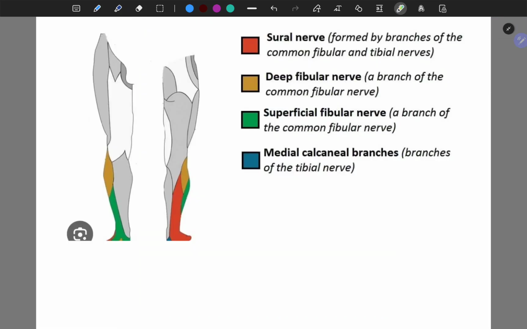So the cutaneous and sensory branches: sural nerve, deep fibular nerve, superficial fibular nerve, medial calcaneal branches. Sural nerve is formed by branches of the common fibular and tibial nerves, which mainly supply the lateral compartment.